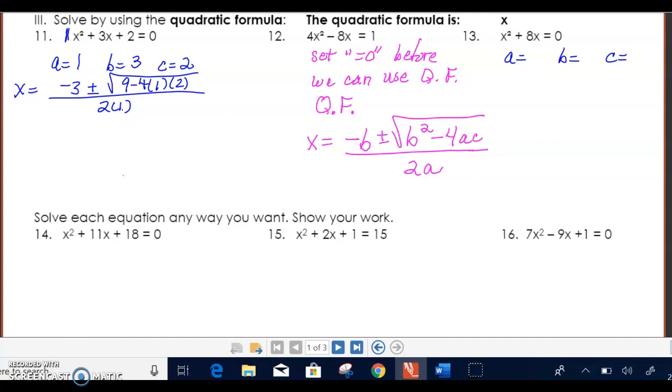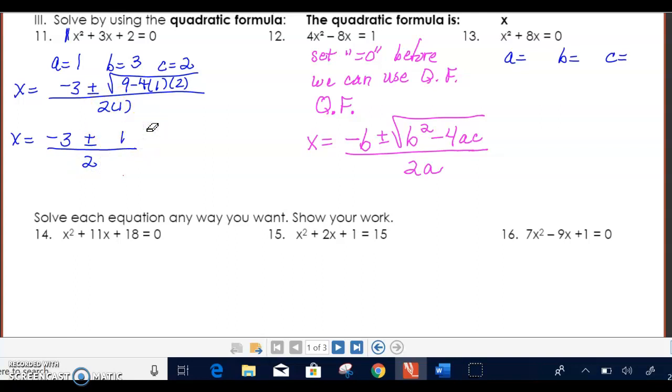Now that we have all the values in play, we need to do some arithmetic to clean this up. I've got negative 3 plus or minus. What do we end up with under that radical? Well, I end up with 9 minus 4 times 1 times 2. Remember, you always do the multiplications first before you do additions or subtractions. So this will be 9 minus 8. And 9 minus 8 is just 1. The denominator, 2 times 1, which is 2.